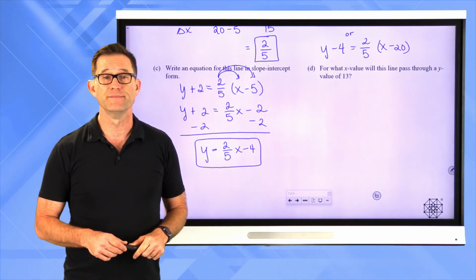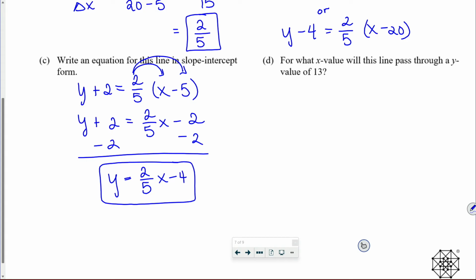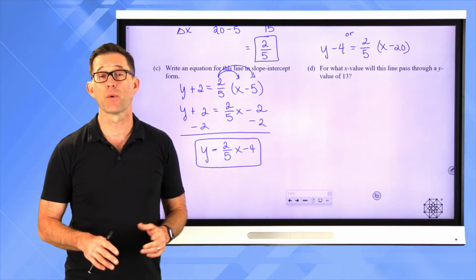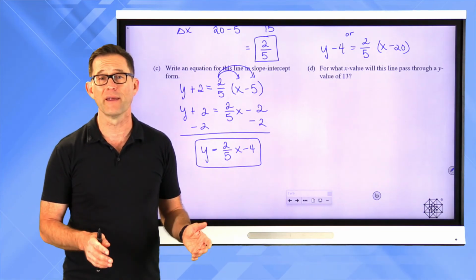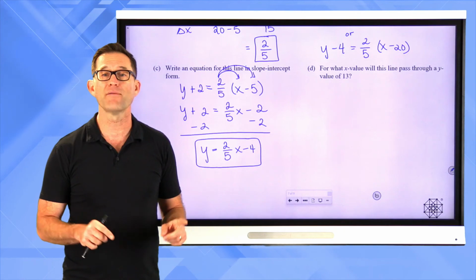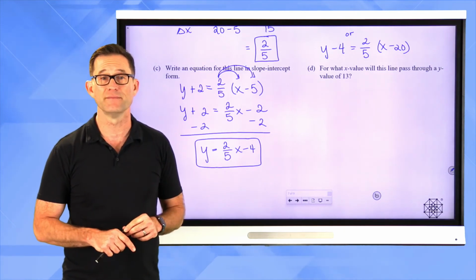Final problem, letter D. For what x value will this line pass through a y value of 13? All right, this is kind of similar to our previous problem where we asked whether or not the given point even lied on the line. See if you can figure out what x value will give you a y value of 13 on this line.